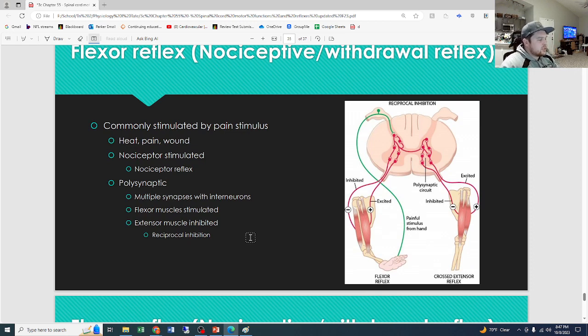Polysynaptic. Multiple synapses with interneurons. The flexor muscles are stimulated and the extensor muscles are inhibited. So this is something like stepping on a nail or putting your hand on a hot stove.